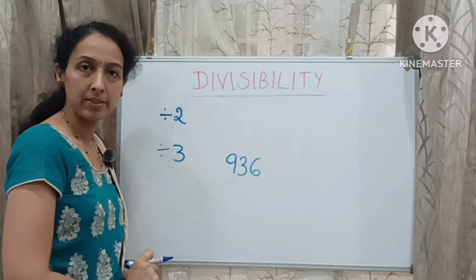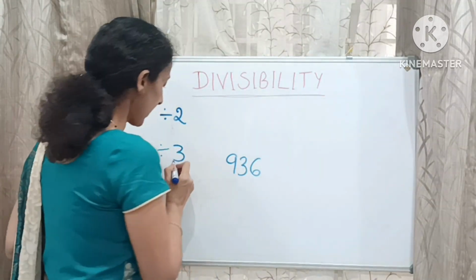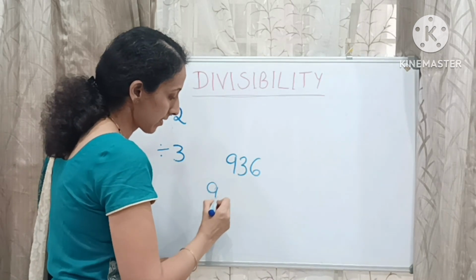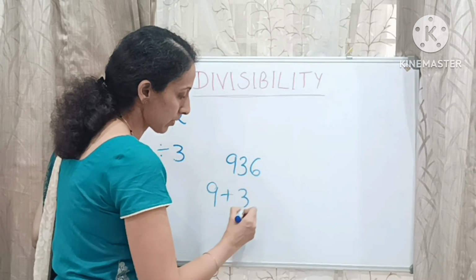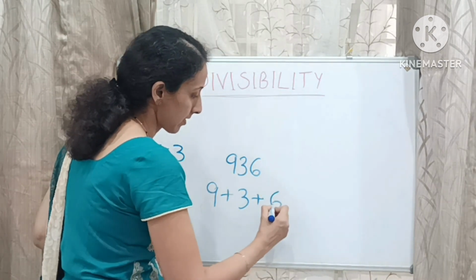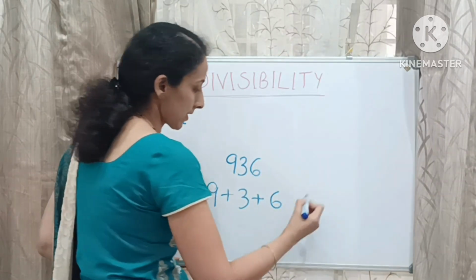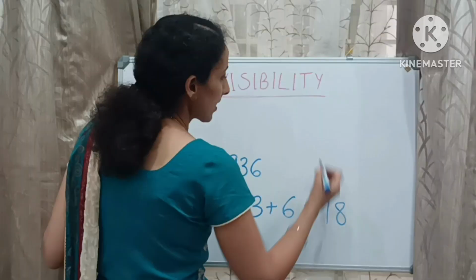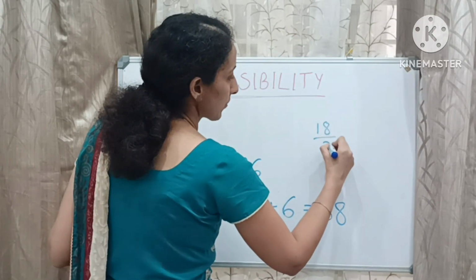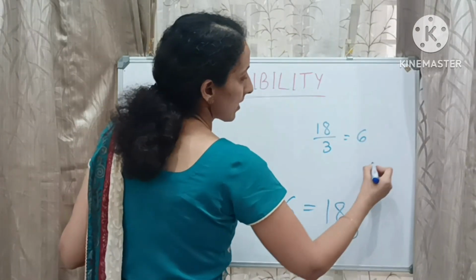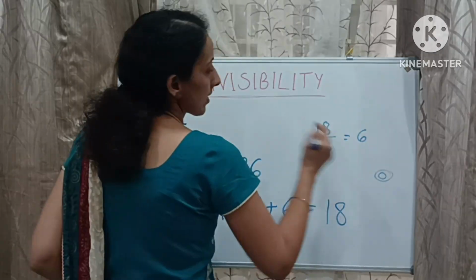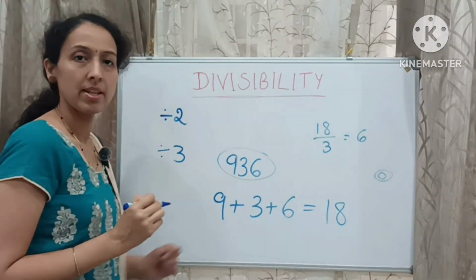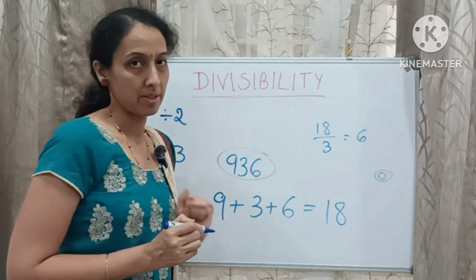But is it divisible by 3? To identify divisibility by 3, we have to add the individual digits. 9 plus 3 plus 6 gives us 18. 18 divided by 3 is 6, leaving the remainder 0. That is why this number 936 is divisible by 3.